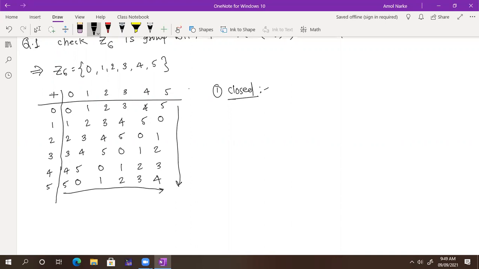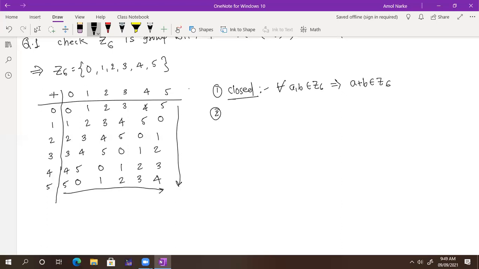So whatever elements you take, you do the addition between them. Whatever result you are getting, that result also belongs to Z6. That is the meaning. So for all a and b belonging to Z6, we have a plus b also belonging to Z6. Yes or no? So the closure property is satisfied.